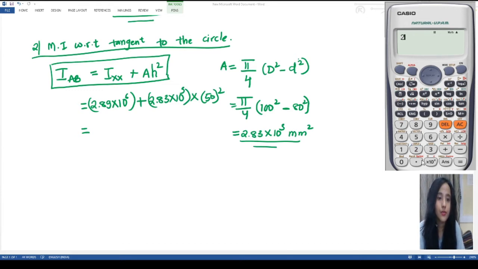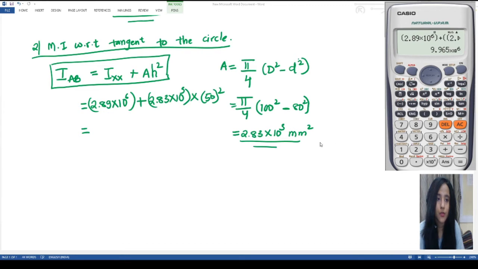So it is equal to 2.8. Let us do it in a bracket. 2.89 into 10 raised to power 6 plus 2.83 into 10 raised to power 3, bracket close, into 50 square.